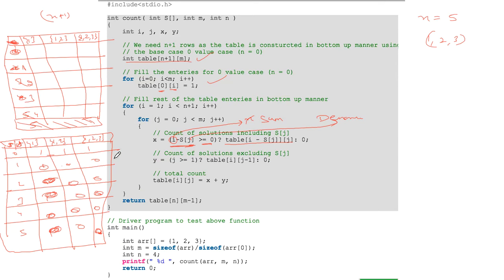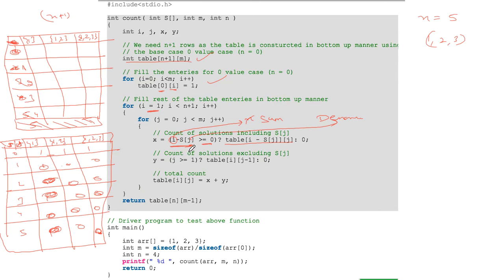Then I enter here and start filling up the entries. Now there are only two. I here represents what? Row. Row means this, and this is my sum. Right now, we decide either to include this guy in the solution or not.